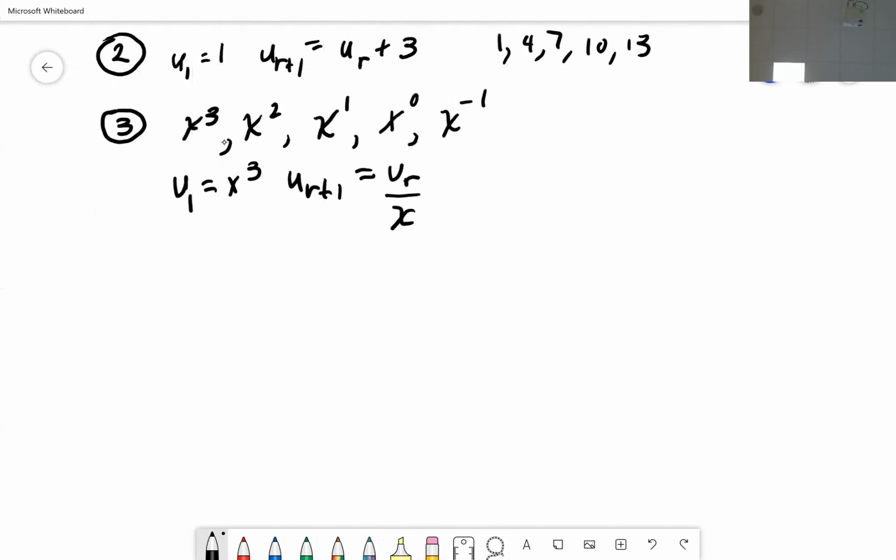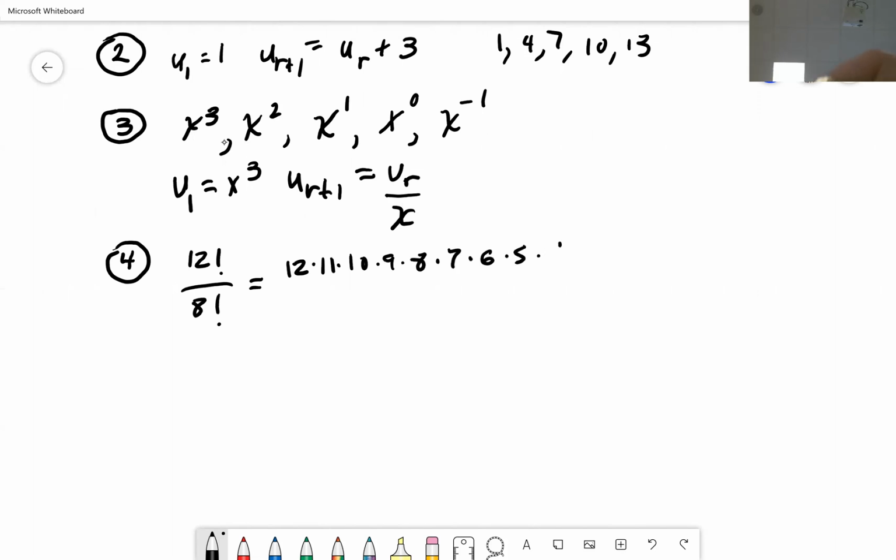Let's do number 4. I was doubting myself. 12 factorial divided by A factorial. This should be clear that this is 12 times 11 times 10 times 9. I'm gonna go through the trouble of writing it all out because at the same time I'm trying to use this as a teaching tool that I hope you go home and study and prepare.